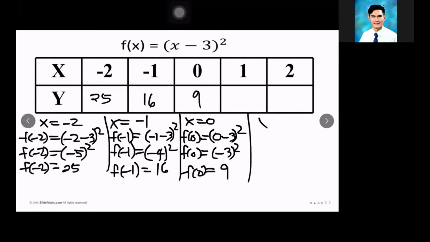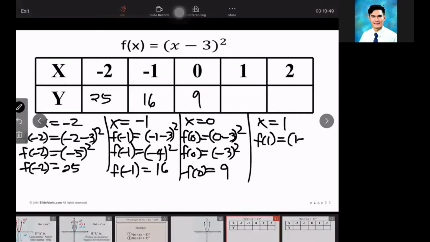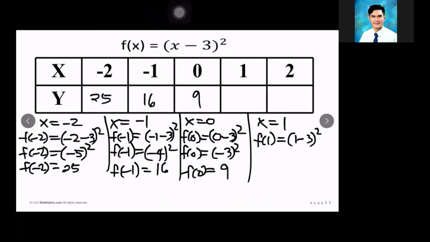Next, we have x equivalent to 1. Substituting 1 into our expression, we have f of 1 is equivalent to 1 minus 3, squared. 1 minus 3 is -2, then squared. So -2 squared is just 4. Let us write 4.